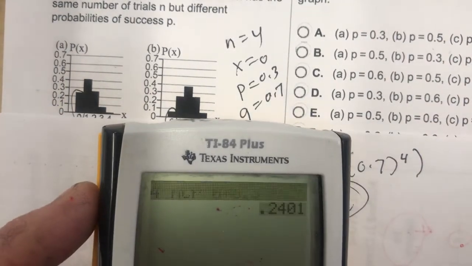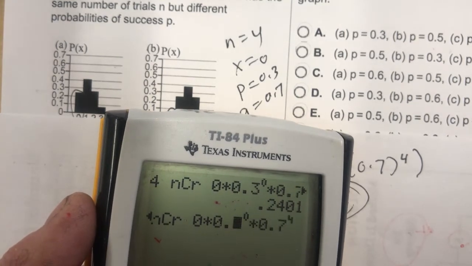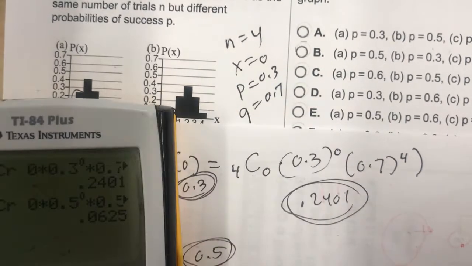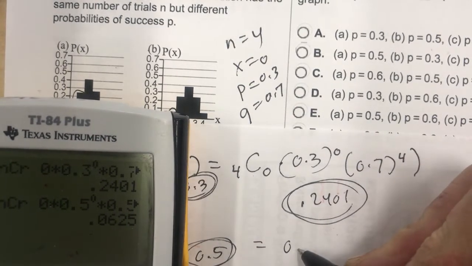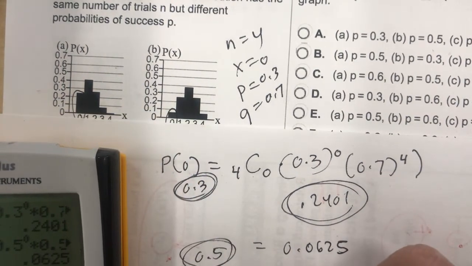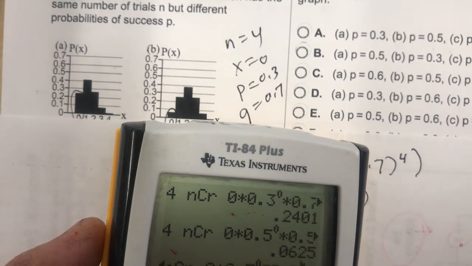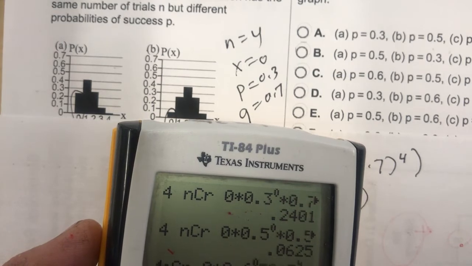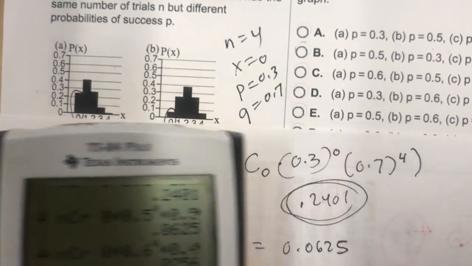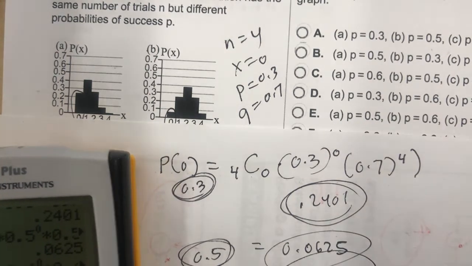Okay, now let's do 0.5. So basically, I'm just going to leave my calculator there, and I'm just going to change my 0.3 to 0.5, which means I have to change my q from 0.7 to 0.5, because that's 1 minus that. So I get 0.0625. And I'm going to do 0.6, right? Yeah, 0.6. So I'm going to go back up here. I'm going to change my 0.5 to 0.6, which means this needs to be 0.4 now. And what do I get there? 0.0256. So there's my 3 probabilities.